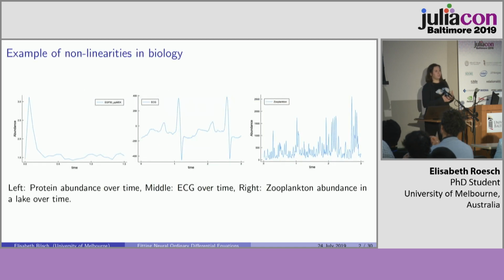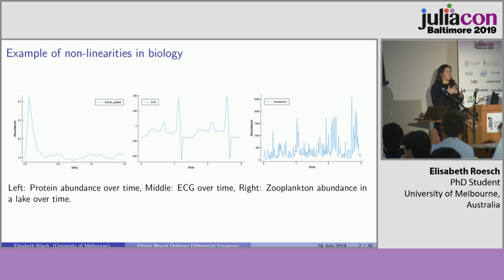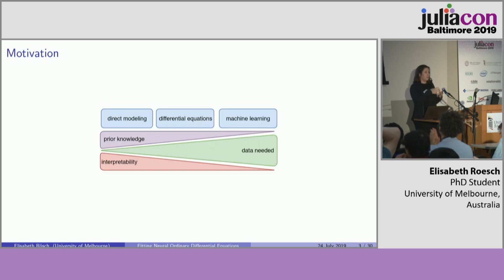Just as a short motivation of why we actually use neural ODEs, a huge part of systems biology is dynamical systems, and very often we observe nonlinearities. As you can see here, three examples: a protein over time, in the middle the ECG, and some zooplankton over time in a lake. All look fairly nonlinear. The problem is that we want to model it, and very often easy methods don't work for that.